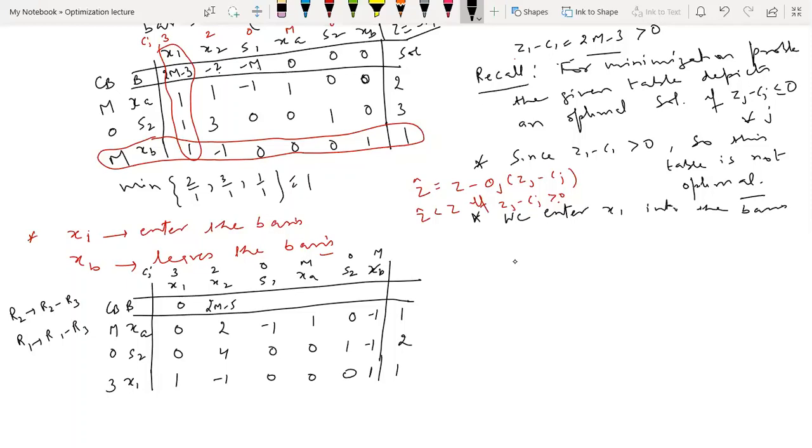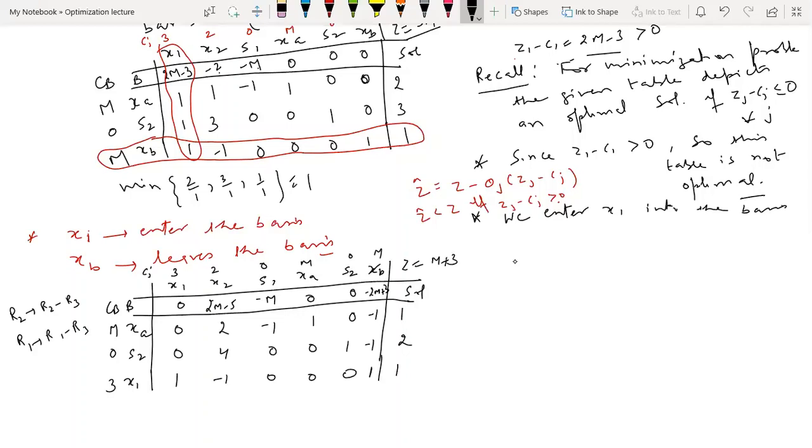Next value is minus m. This is 0. This value is again 0. And this value is minus m, minus m, minus 2m plus 3. Okay, and what is my solution? What is my z value? Z value is you multiply with this. So this is m plus 3.